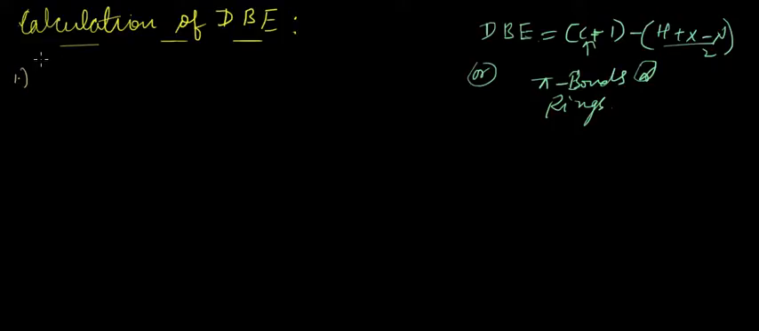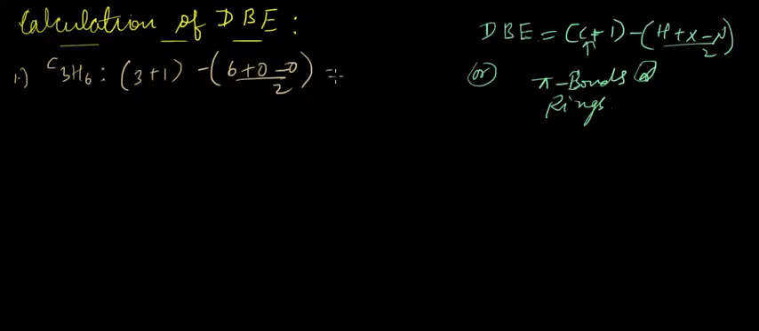Okay, let us look at some of the examples for calculating the same. So C3H6. In this case you don't have a ring, or you don't know how many pi bonds are there, so it's better to apply the formula here. According to the formula, it would be 3 plus 1 minus H is 6 plus X minus N by 2. So I think that would give you answer 1.